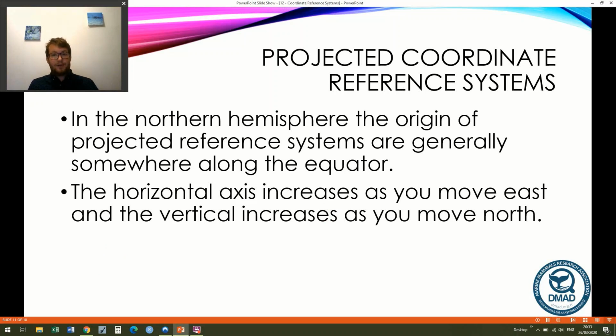So projected coordinate reference systems, we're going to talk about the Northern Hemisphere because that's where DMAD's work takes place. And in the Northern Hemisphere, the origins of projected reference systems are generally somewhere along the equator, and the horizontal axis increases as you move east, and the vertical axis increases as you move north. So east is the x-axis, north is the y-axis, and it's actually the opposite way around on a lot of the projected reference systems in the Southern Hemisphere.